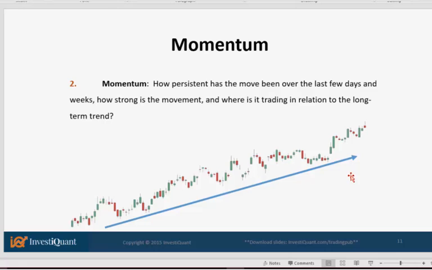Momentum is another concept, and that looks at how persistent the move's been over the last number of days and weeks. How strong is the movement? Where is it trading in relation to the long-term trend as well? So what we see here is a nice persistent move higher, and that would give us a different market environment than if you had a persistent move lower, or if you had a choppy move higher or lower, or a sideways move. So we're looking for how persistent has a move been and what direction is it going in, and where is it in relation to an even longer term trend.